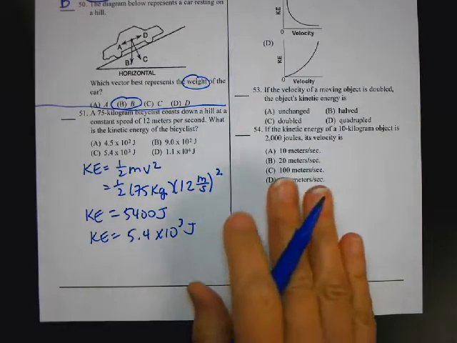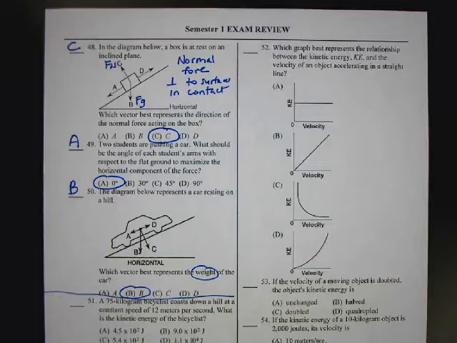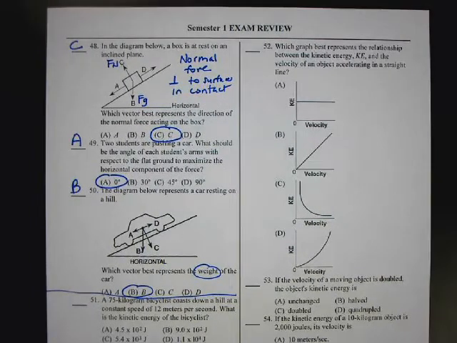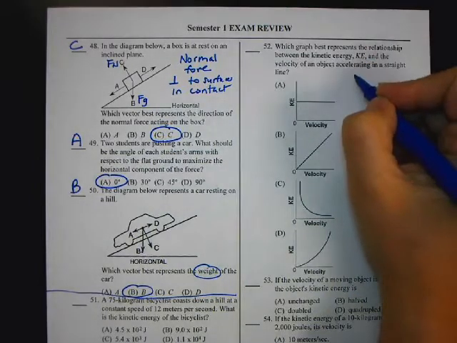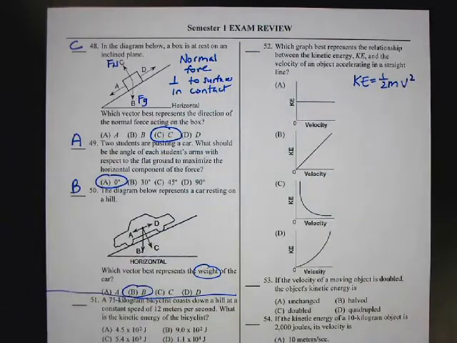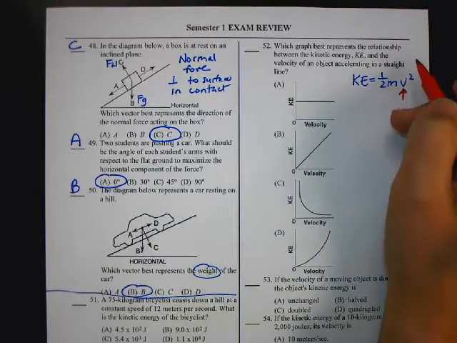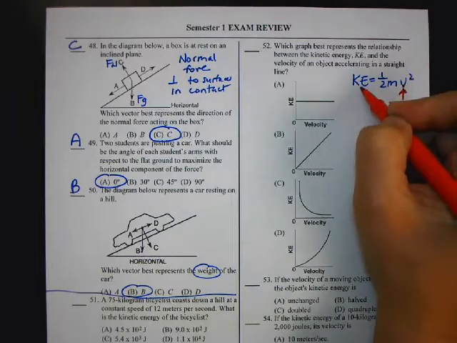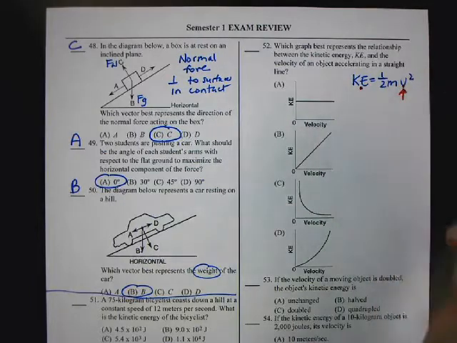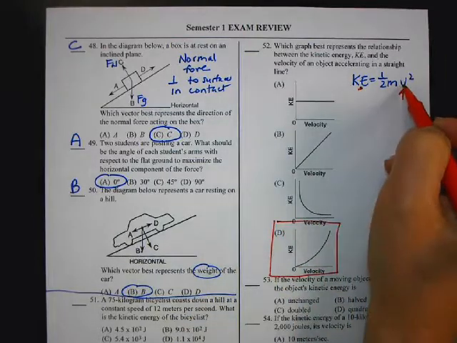All right, let's look at number 52. Number 52 says, which graph best represents the relationship between the kinetic energy and the velocity of an object traveling in a straight line? Well, first of all, let's look at my equation. Kinetic energy is 1/2 mv squared. The velocity is squared. So as this increases, this is going to increase like a squared function, right? So that is choice D. It's not linear because they're not directly proportional. This is proportional to the square of the velocity.